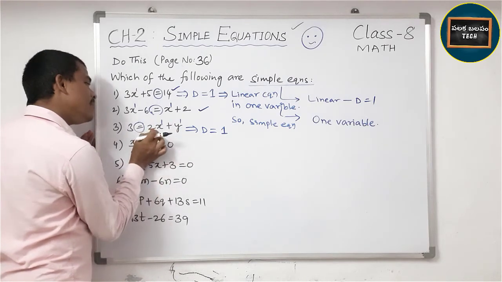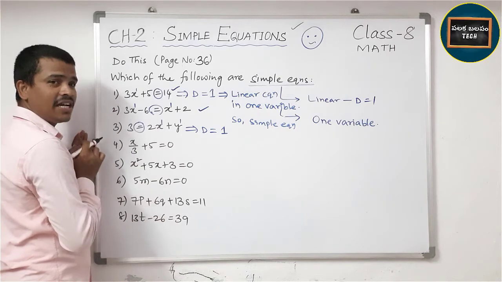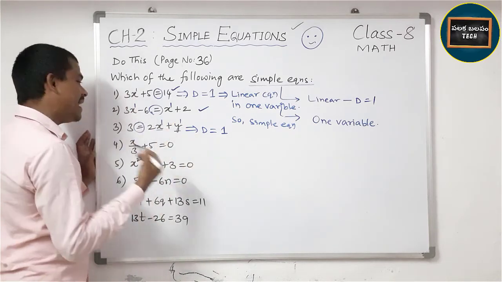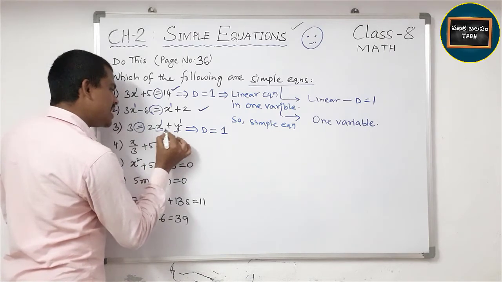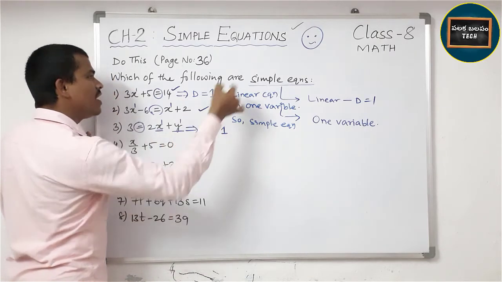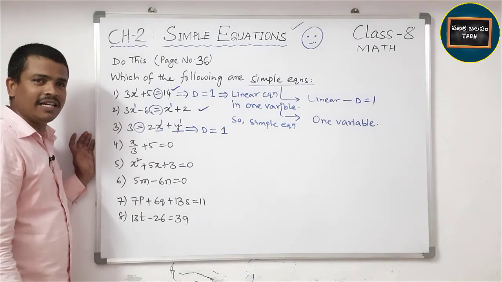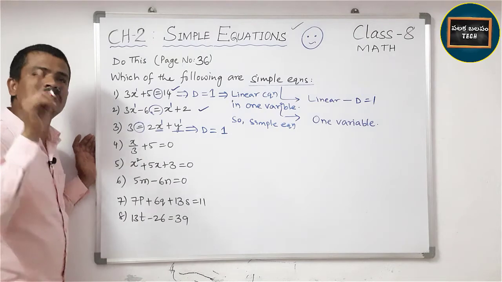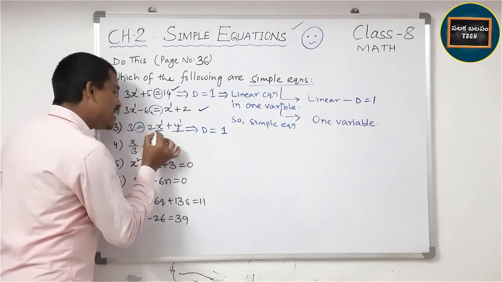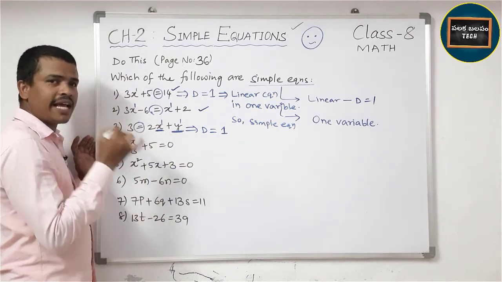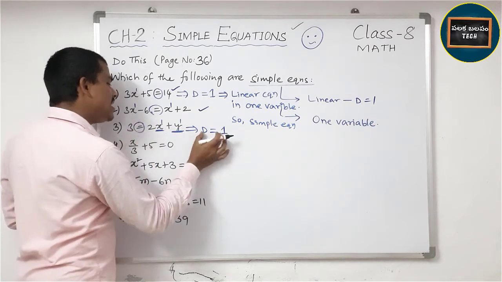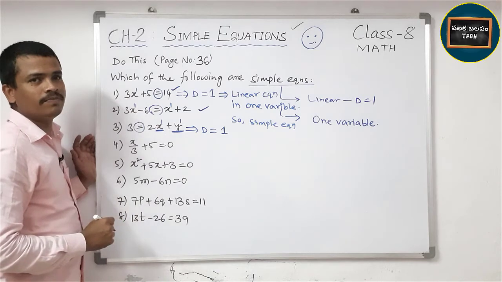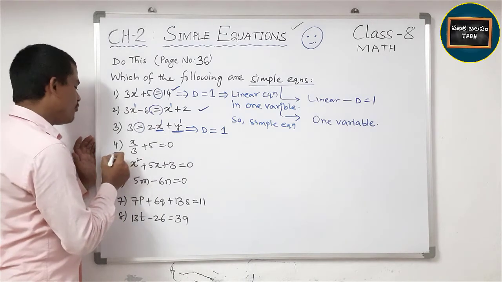But how many variables are there in this linear equation? There are two variables, x and y. So it is a linear equation in two variables. So it is not a simple equation. To become a simple equation, it should contain only one variable. But here we have the two variables x and y, so it is a linear equation in two variables, but it is not a simple equation.